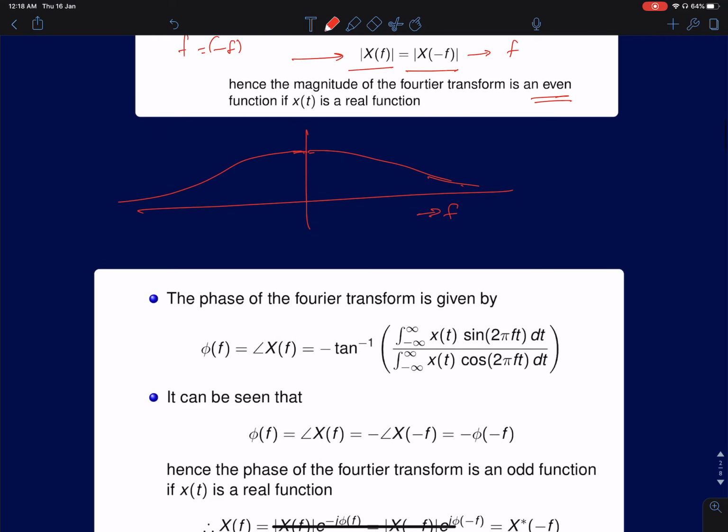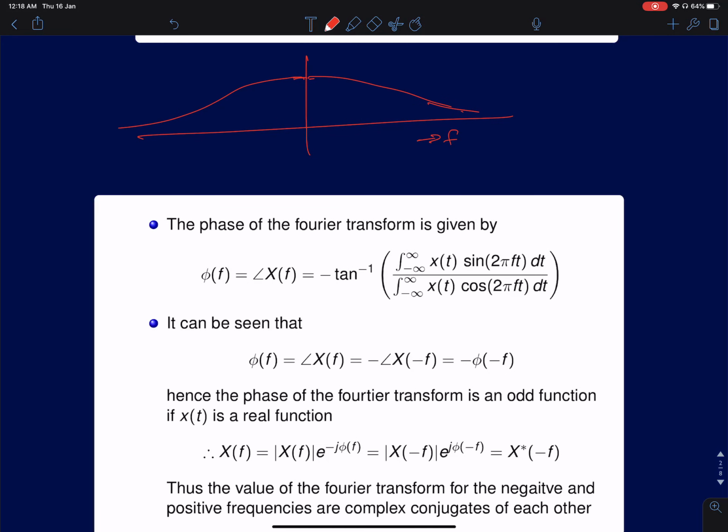Now similarly, since the Fourier transform is a complex number, for every complex number there is a magnitude and a phase. To compute the phase, since we express the Fourier transform as a complex number of the form a minus jb, we take the imaginary part by the real part. So the phase is going to be minus of tan inverse of b by a.